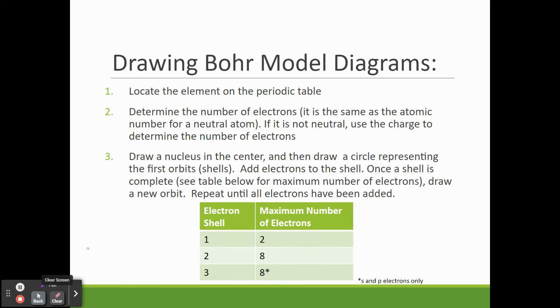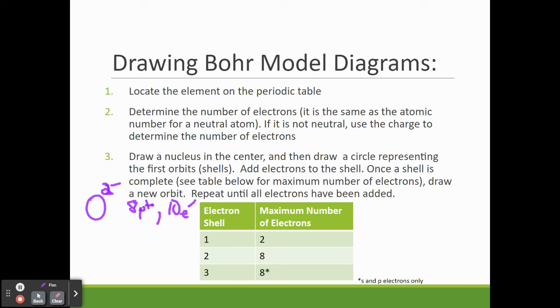Last example I'm going to do is of an ion. So let's draw the oxygen 2 minus ion. So oxygen, I know, has atomic number of 8, which means 8 protons. We have a negative 2 charge here, which means we've gained 2 electrons. So when it's neutral, it has 8 electrons. Negative 2 charge means we have 10 electrons.